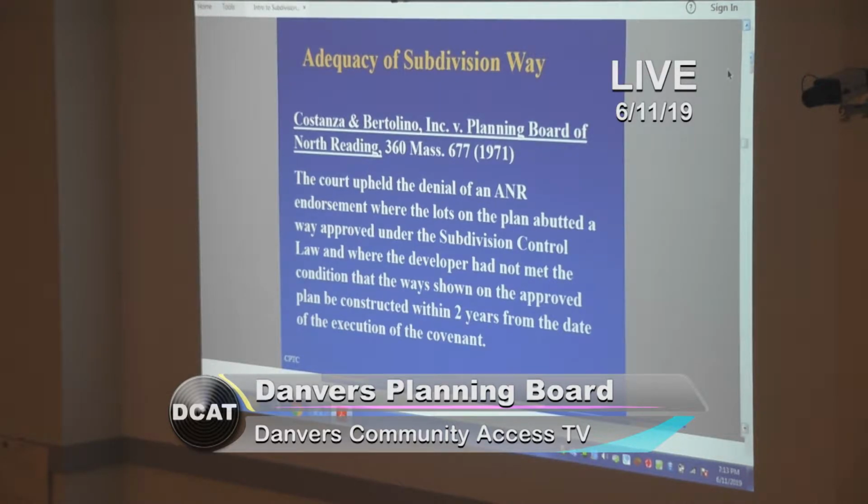So this was an interesting case and actually comes up more frequently than you might imagine, where there was a requirement to complete construction of the road within 2 years. That's not so uncommon, but the court determined that A&R endorsement could be denied in that circumstance because that was a condition of approval that wasn't met.